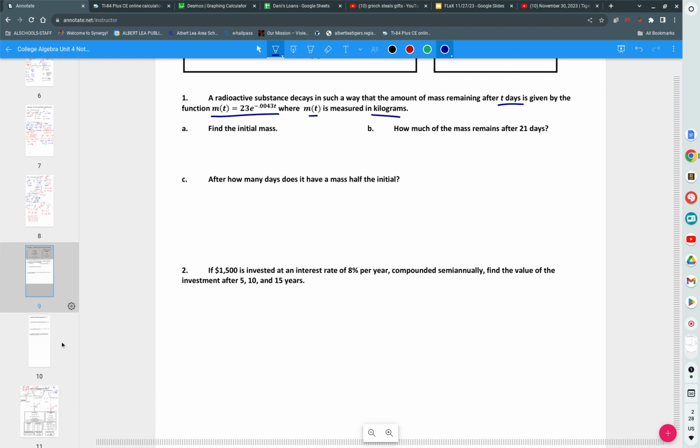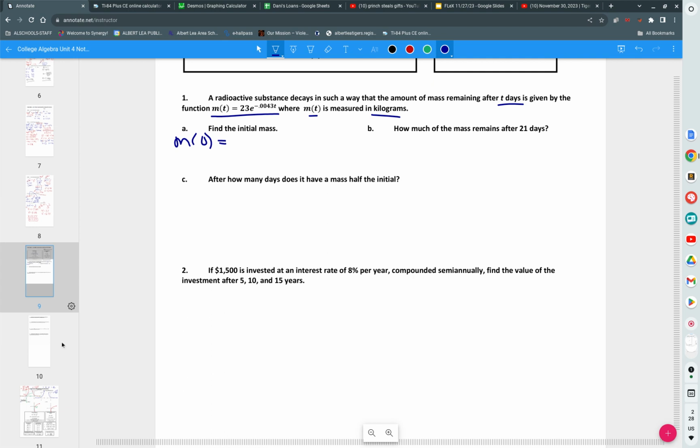The initial mass is what happens at what time? What time do we think we plug in if we're looking for the very start? The very, very, very start. If I'm starting a clock, what time do I start at? 0. So we're wondering the mass at time 0. That would be the initial mass.